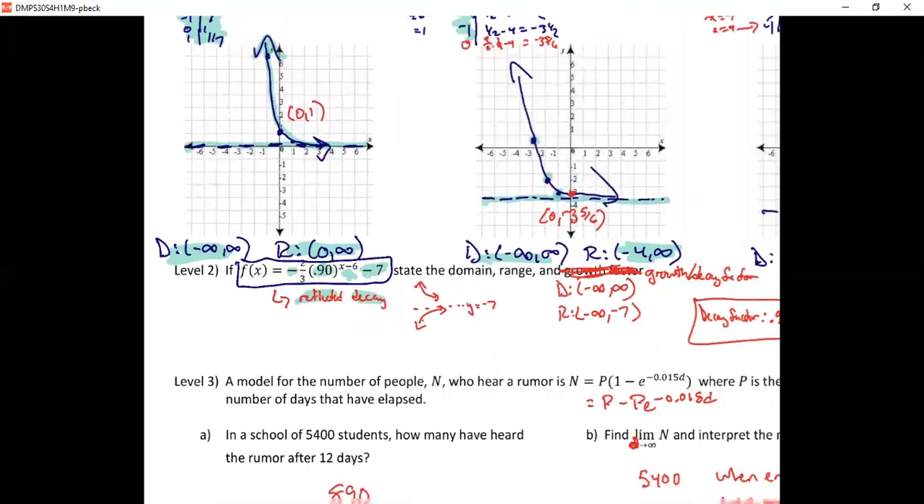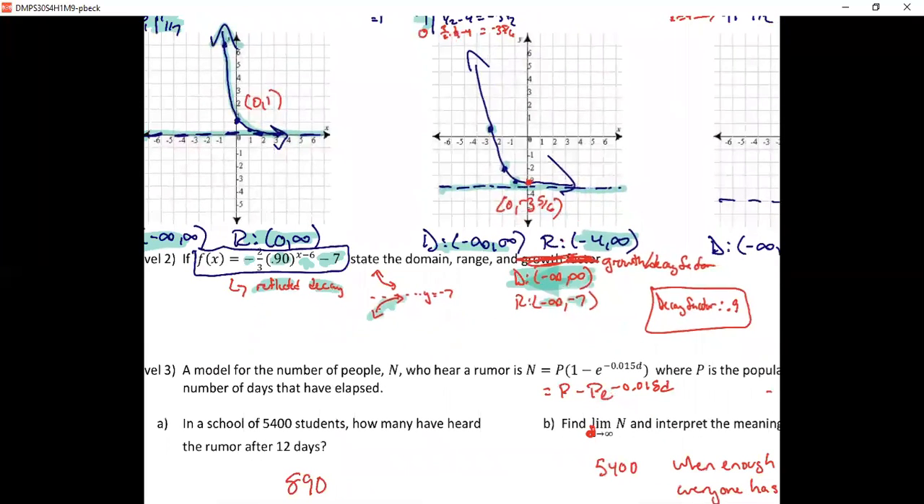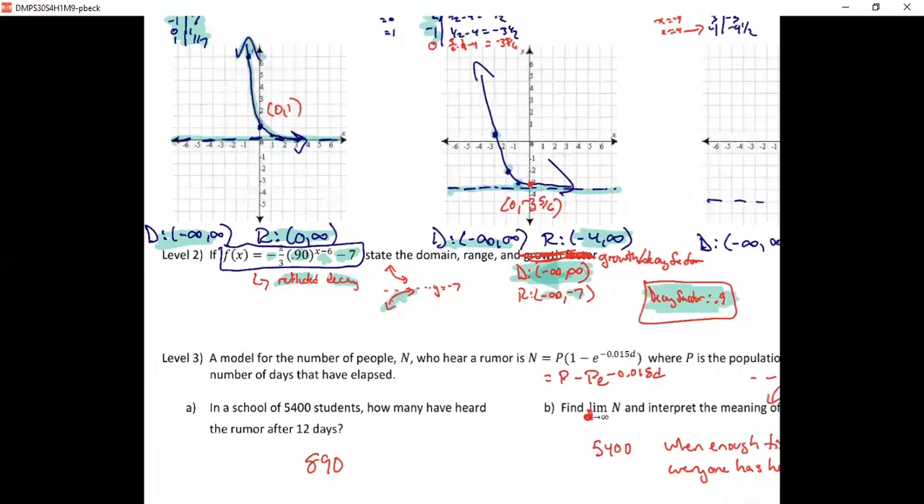Now, let's answer the questions. Domain's all reals because it's an exponential function. I'm not sure why that turned into an arrow, but okay. The range is going to be from -infinity to -7, and that's because we had that reflected decay graph, or negative decay graph is what I said. Our decay factor is 0.9 because it's going to be whatever that base is. So whether you have a growth factor or decay factor, that factor is going to be the base.